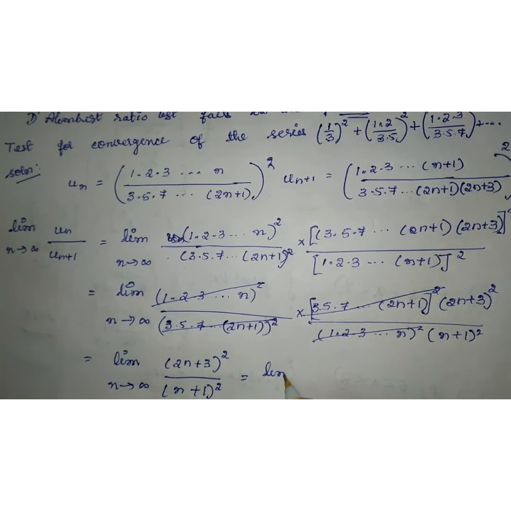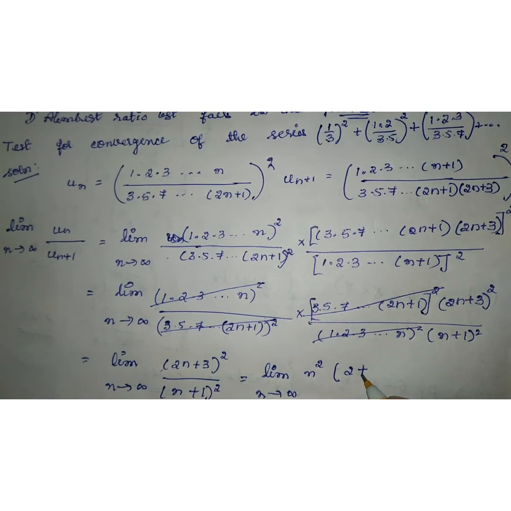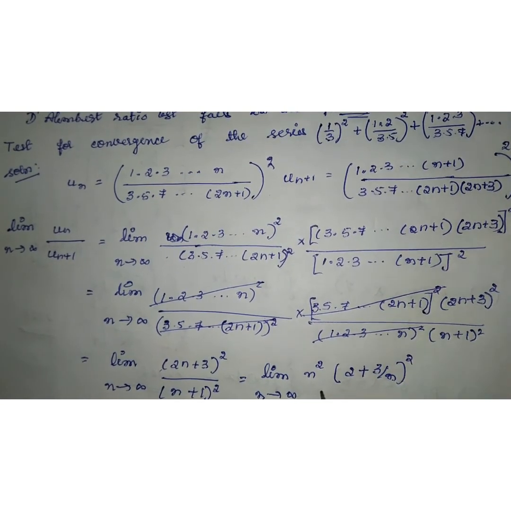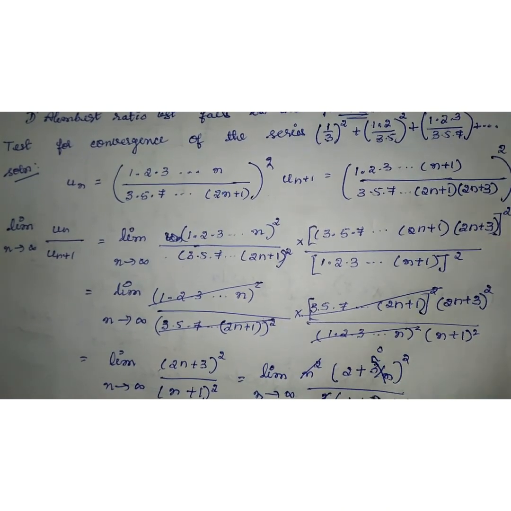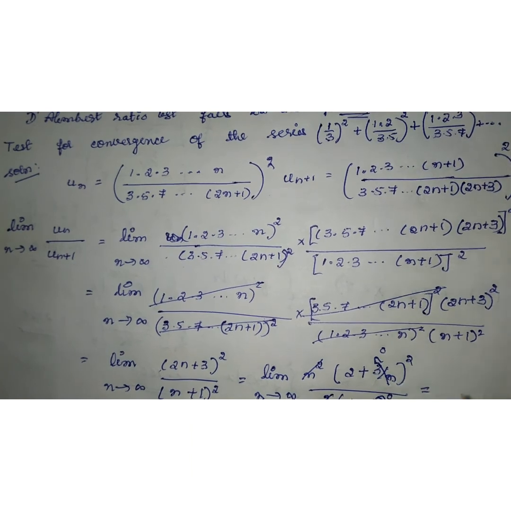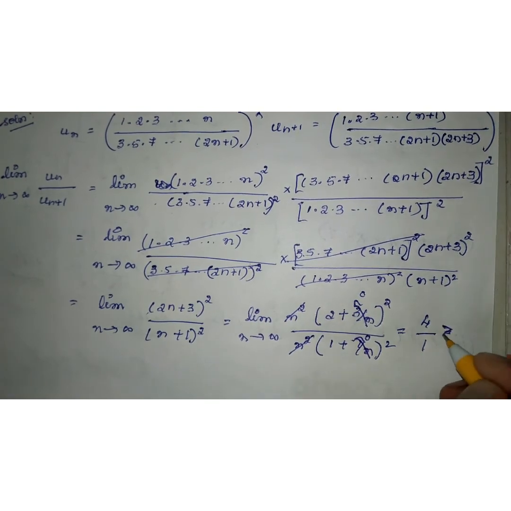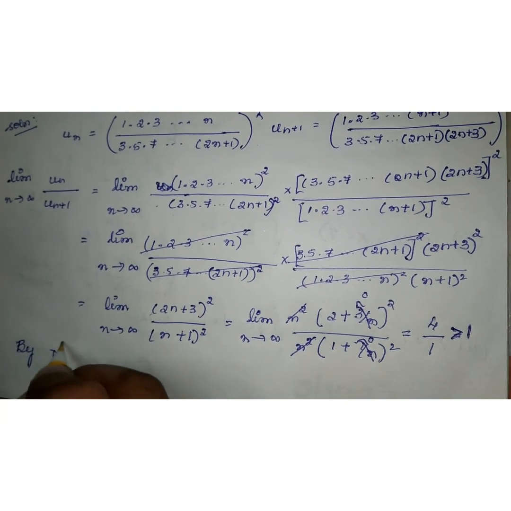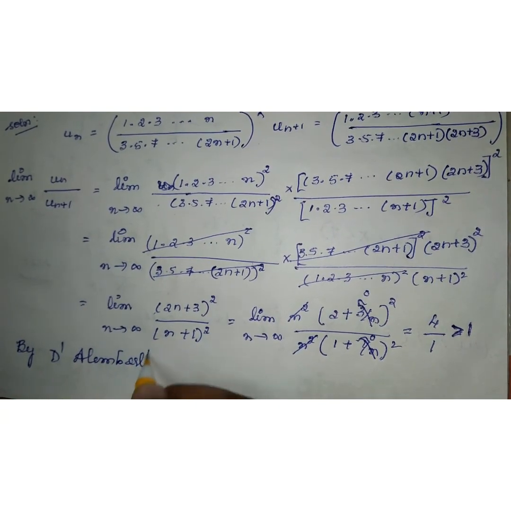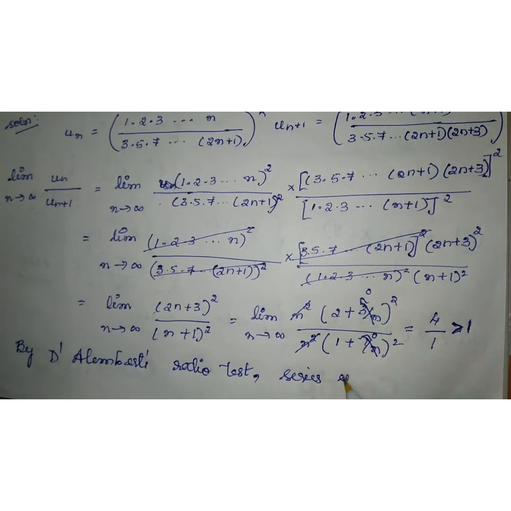So it is limit n tends to infinity, taking n square outside, 2 plus 3 by n whole square divided by 1 plus 1 by n whole square. N square gets cancelled, 3 by n is 0, 1 by n is 0. So it is 2 square, 4, by 1 square, 1. So it is 4, which is greater than 1. So by D'Alembert's ratio test, the series is convergent.